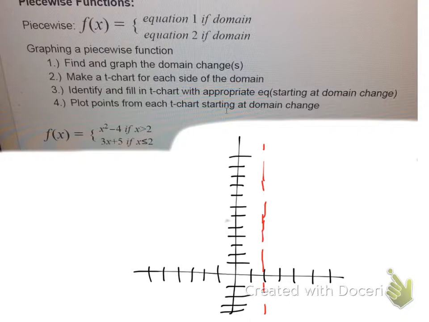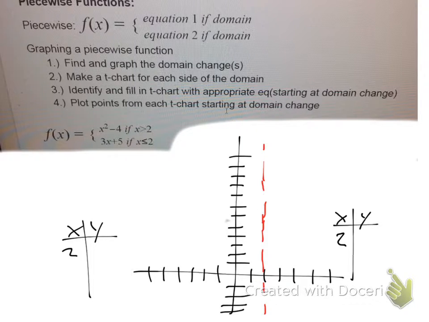So now, what we need to do is make t-charts. In step 3, actually step 2, you make a t-chart, one for each side of that domain change. And in step 3 or 4, I need to identify and then start to fill it in. But before I even start to fill it in, the domain change is at 2, so guess what? I'm going to put 2 as my first point in each one.